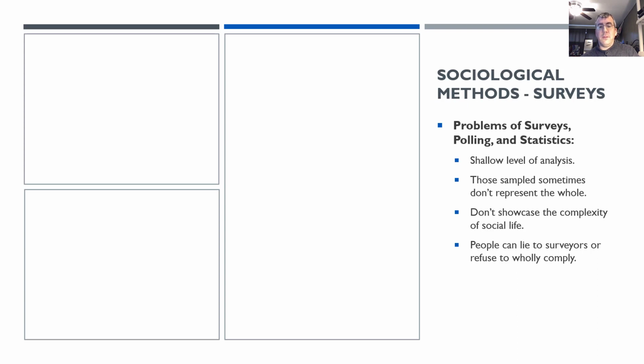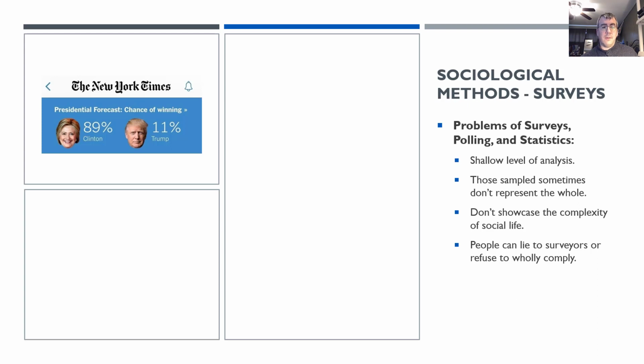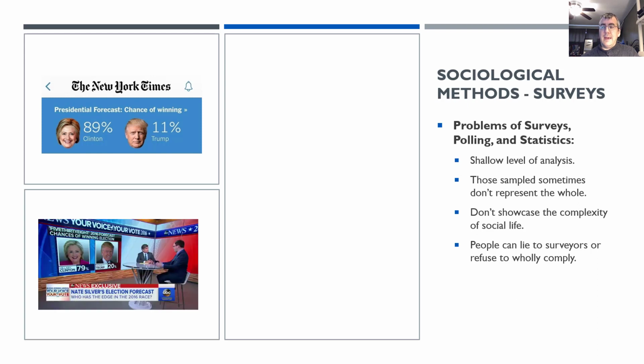So all the way up until election night, the presidential forecast was this. Hillary Clinton had an 89% chance of winning based upon surveys and statistical analysis, while Donald Trump only had 11%. And the result of that was that Hillary Clinton was defeated and Donald Trump became president.